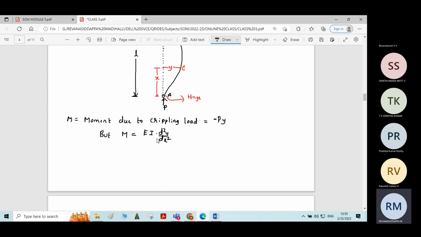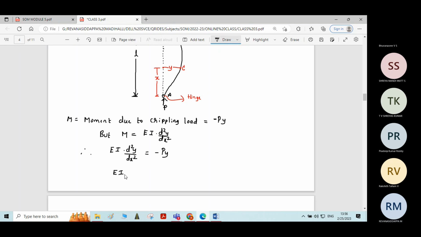So in Macaulay's method, I have explained this. M is equal to EI into d square y by dx square. Okay. Now M is equal to minus Py is there. One more equation we have, M is equal to EI into d square y by dx square. From both the equations, we can write, therefore EI into d square y by dx square is equal to minus P into y. Okay, minus P into y.